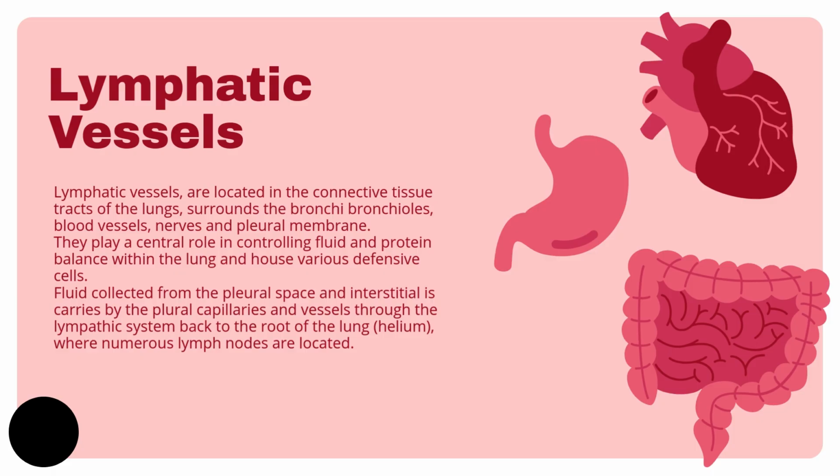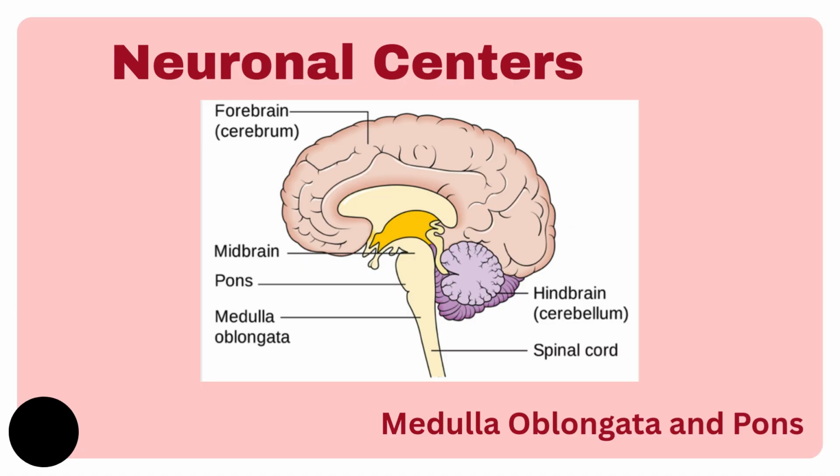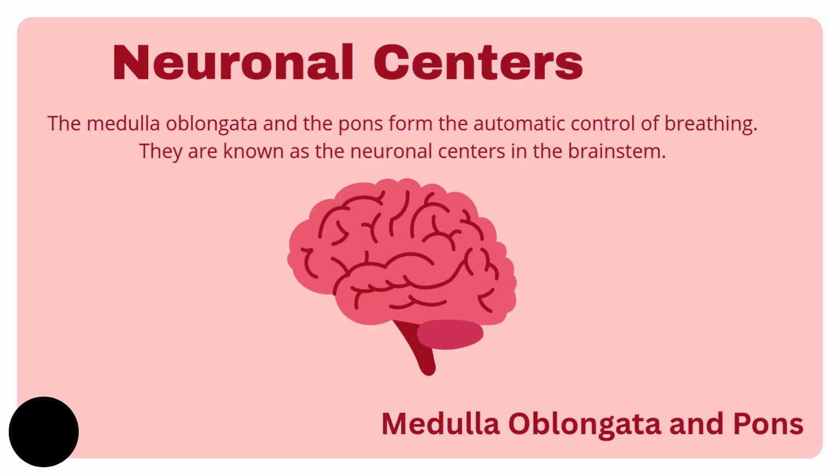Okay, so neuronal centers, which are the medulla oblongata and pons. And this is a picture. I like to learn in pictures, so I like to post pictures here that might help you guys. So let's continue talking about the medulla oblongata and pons. The medulla oblongata and the pons form the automatic control of breathing. They are known as the neurocenters in the brainstem. This is very important for you guys, future RTs, to note that our neuronal centers for breathing are controlled by the medulla oblongata and the pons.